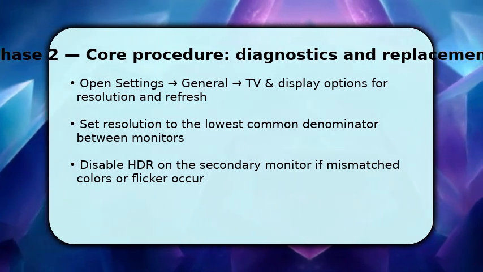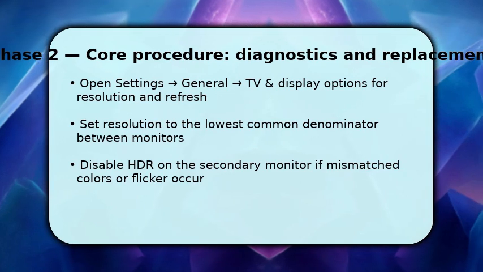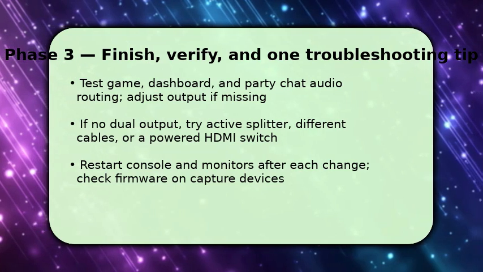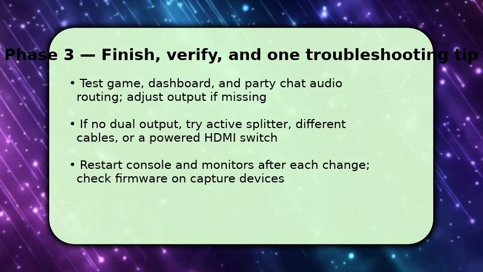Once the console outputs a stable signal to both, adjust display scaling on each monitor for text clarity and button mapping comfort. To finish, you verify functionality. Launch a game, open the dashboard, and check audio and chat on both monitors.